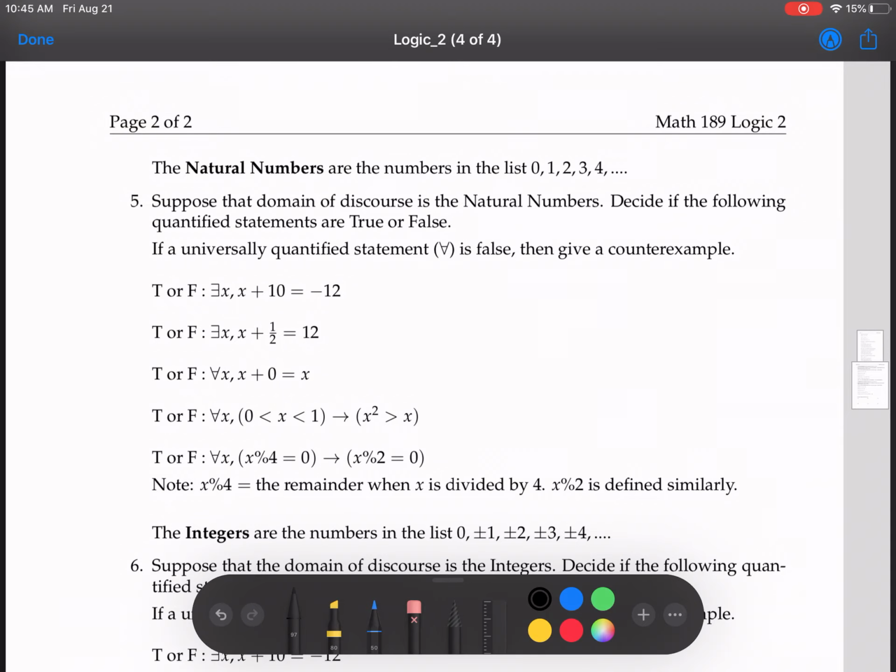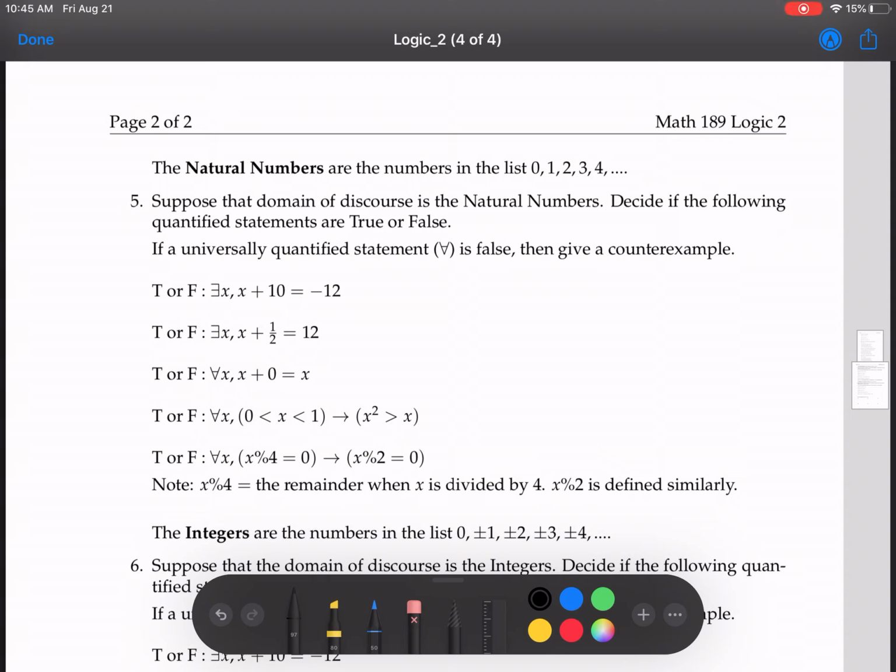All right, hello again. In this video, I'm just going to get you started on the Logic 2 worksheet, problems 5 and 6. Right now, we're starting to deal with quantified statements. All right, so let's look at problem 5, the first true-false. You'll notice that this also is the first one in 6.